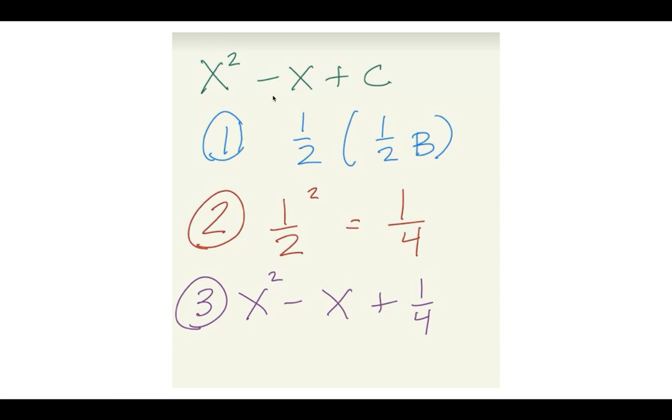It doesn't matter if B is negative or positive. Half of negative 1 is negative 1/2, but when I square it, I will always end with a positive. That is why I don't worry about the sign in front of B very often. 1/2 squared is 1/4, so I put that into the equation for C, and now I have a perfect square trinomial.